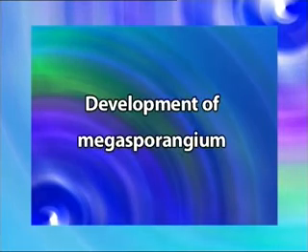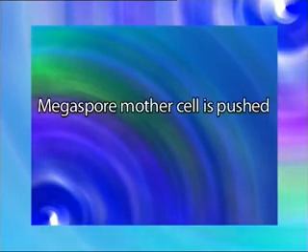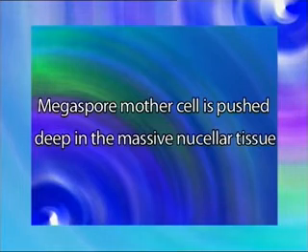Development of megasporangium. A hypodermal cell of the nucellus functions as the archesporial cell, which divides periclinally to produce an outer primary parietal cell and an inner megaspore mother cell. Due to the repeated periclinal divisions in parietal cells, the megaspore mother cell is pushed deep in the massive nucellar tissue. The megaspore mother cell enlarges and divides meiotically to form a linear tetrad of megaspores. Usually the lowest or chalazal megaspore is functional.